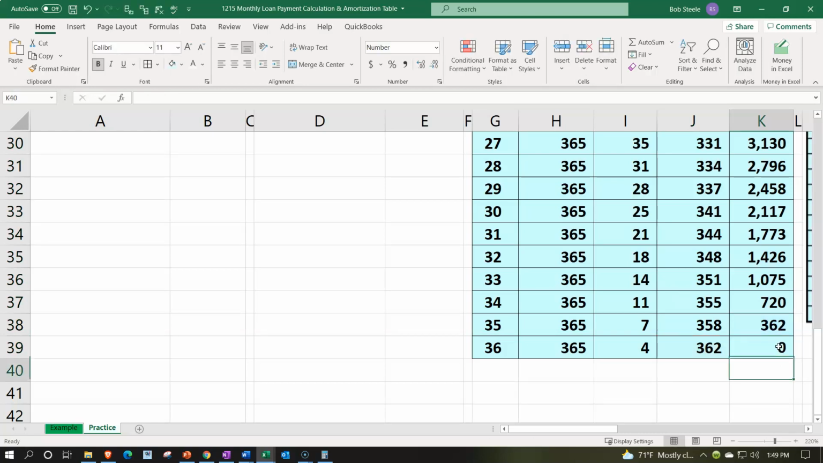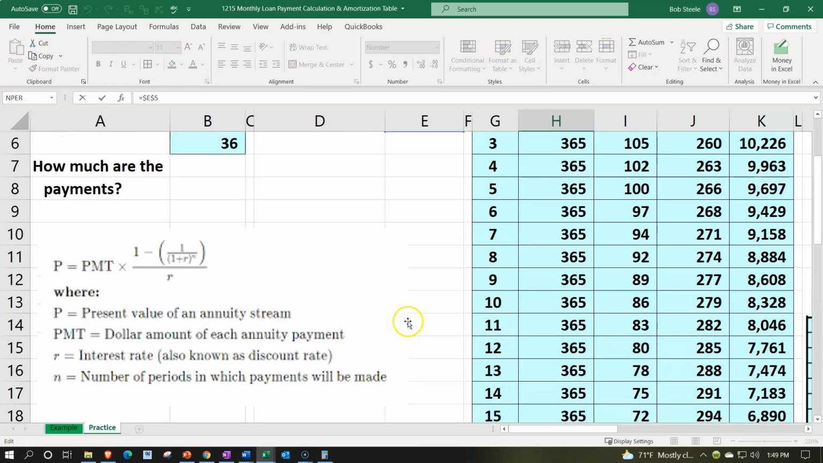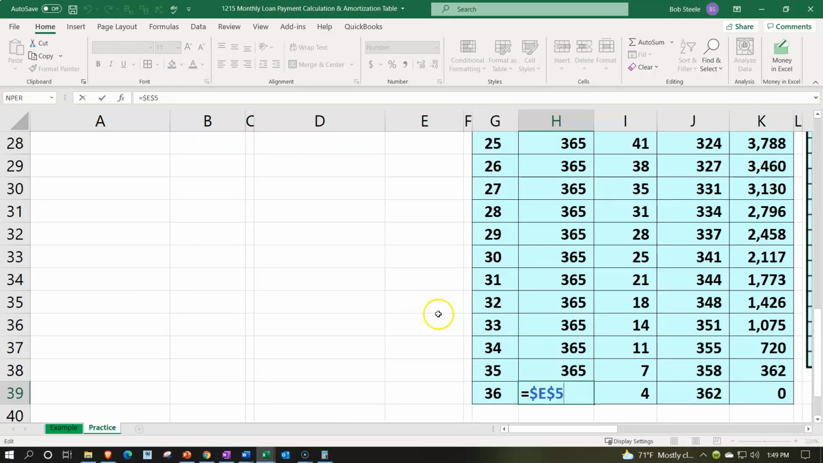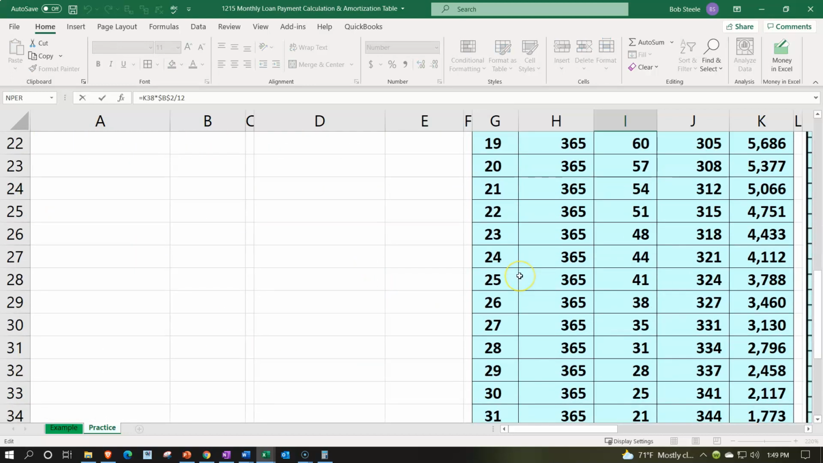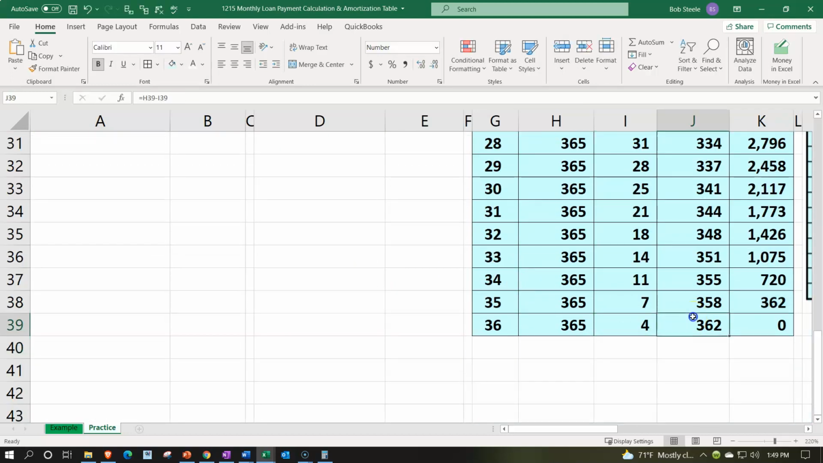So if I double check these, is it doing what we expect it to? This is pulling that cell all the way up there. Yeah, that's what we wanted. This is pulling that cell all the way up there. Looks good. Looks good. And this end result is 0, making me think that things have been done properly.